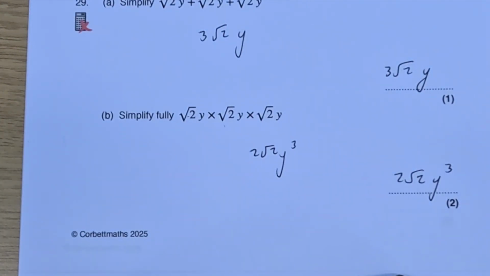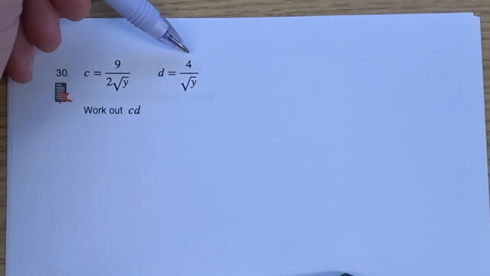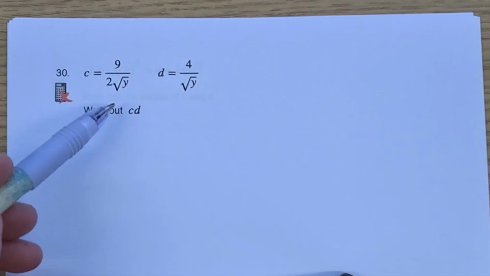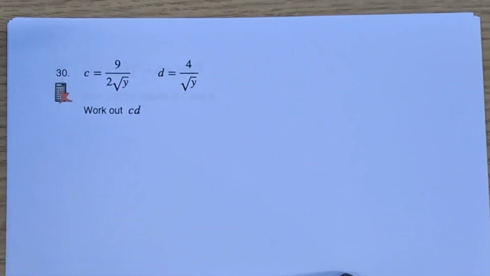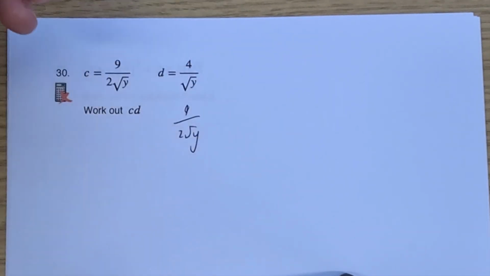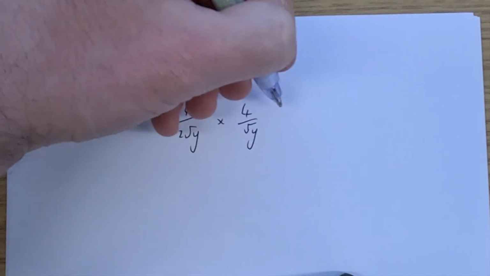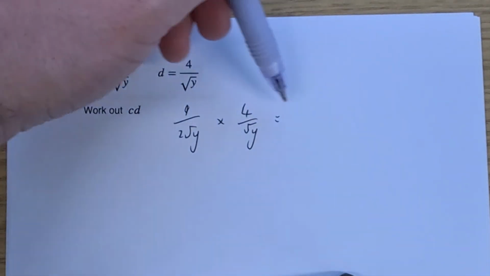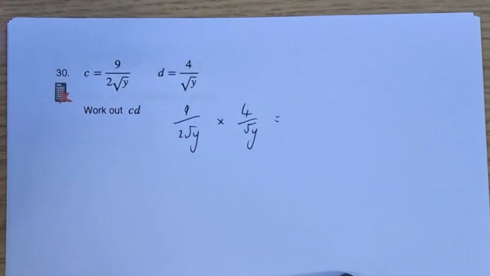Okay, let's look at our next question, question number 30. Okay, so question number 30, we've been told that c is equal to 9 over 2 root y, and then we've got d is equal to 4 over root y, and we've been asked to work out cd, that's c multiplied by d. So we need to multiply these together. So if we do 9 over 2 root y multiplied by 4 over root y, and let's see what we get. So the numerators are really easy. Remember, to multiply fractions, you just multiply the numerators and multiply the denominators.